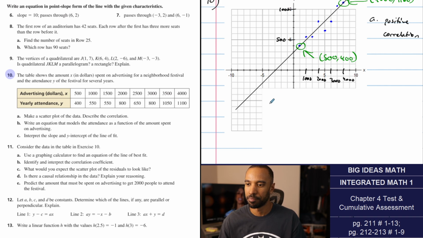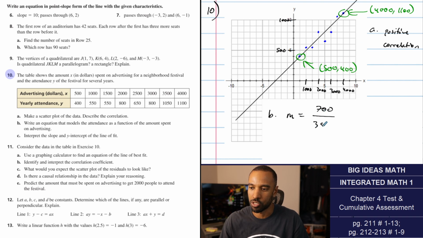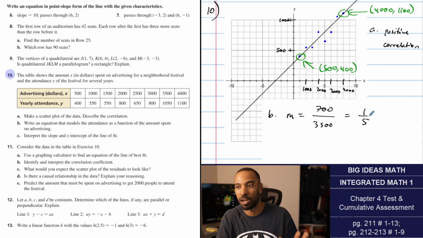So part B, I need the slope. Now we're rising from 400 to 1,100. That's a rise of 700 and a run from, and actually these are good numbers this way, from 500 to 4,000, that's 3,500. And this reduces to 1/5. This is nice. I want to use that there.